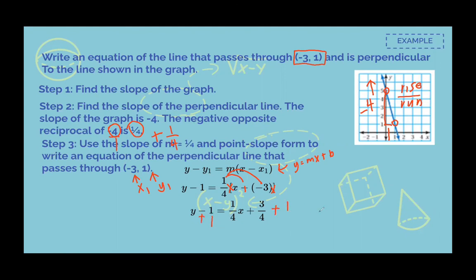3/4 and 1 are both constants. You can find a common denominator. 1 over 1, you can just multiply by 4 over 4. That would give you 3/4 plus 4 over 4, and you're left with 7/4. So your final equation in slope-intercept form is y equals 1/4 x plus 7/4.